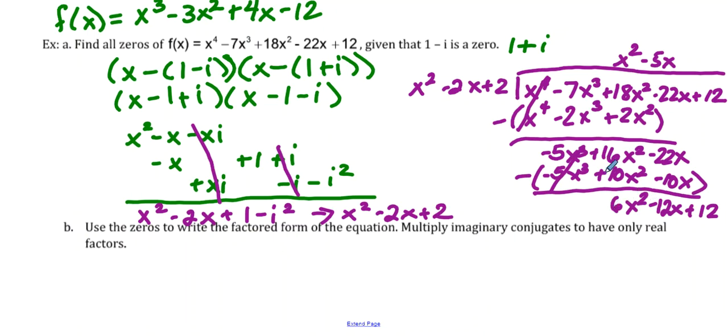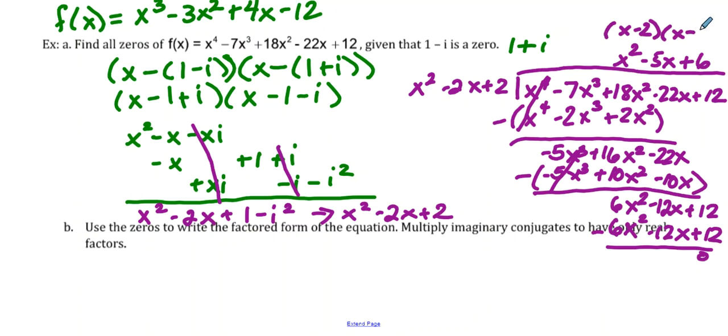So I have 6x squared divided by x squared. That gives me plus 6. And then multiply 6 times all of these. So 6x squared minus 12x plus 12. So it divides evenly, which we expected. And I'm left with x squared minus 5x plus 6. So that I can factor. That's going to be, multiplies to 6 and adds to negative 5, x minus 2, x minus 3. Those are two factors. This is the third factor here.